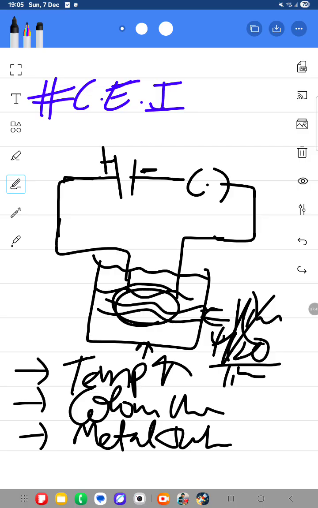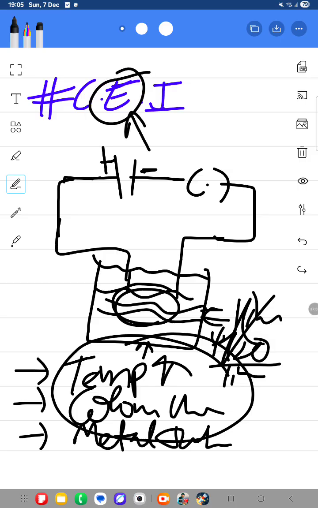When we pass electricity through a conductor, it can show three main chemical changes, and these are called chemical effects. Effect means prabhav in Hindi. When we pass electricity, we will see some changes, and these three are the main changes. Its temperature will increase, it can change its color, it can form a metal or a residue within it.